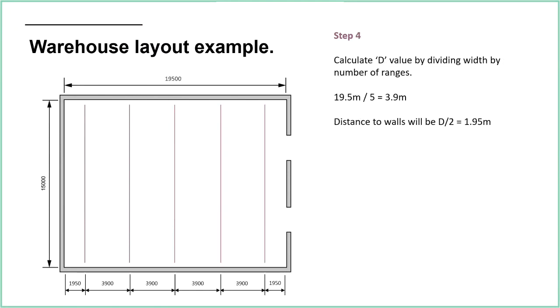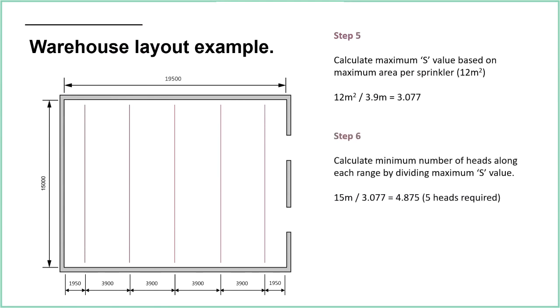So now we need to calculate the D value. Remember that diagram I showed you earlier, showing the S and the D. So D, you can substitute that for X if you like, going along the bottom. So what is that D value going to be? Well, we've got 19.5 meters and we've got 5 range pipes. So we do 19.5 divided by 5 and we get 3.9. So D is equal to 3.9. And therefore, the distance to the walls is going to be half D, which is 1.95. So you can see on the screen there at the bottom, that's how we get them neatly: 1.95 meters, 3.9, 3.9, 3.9, 3.9, 1.95. So we've got them all neatly laid out there, and obviously that's just maths that can be applied to lots of other things.